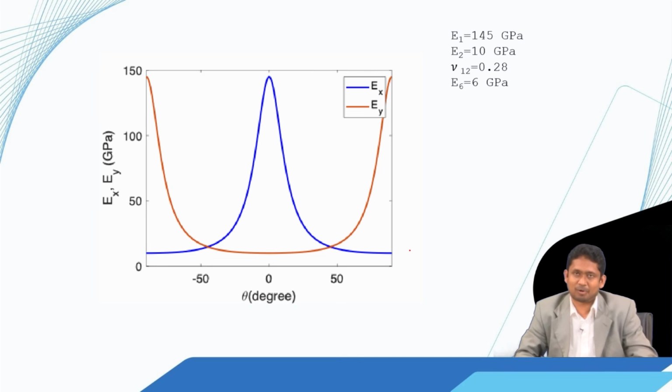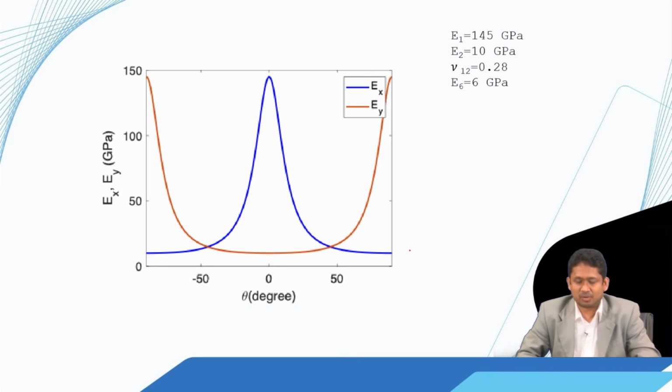Now, here we have plotted these quantities with theta. So, we have gone from theta equal to minus 90 to theta equal to 90. What we see here is, first of all, these quantities are symmetric with respect to theta equal to 0. That means the value for theta is the same as the value for minus theta, and that is what we have seen, that these functions are even functions of theta.